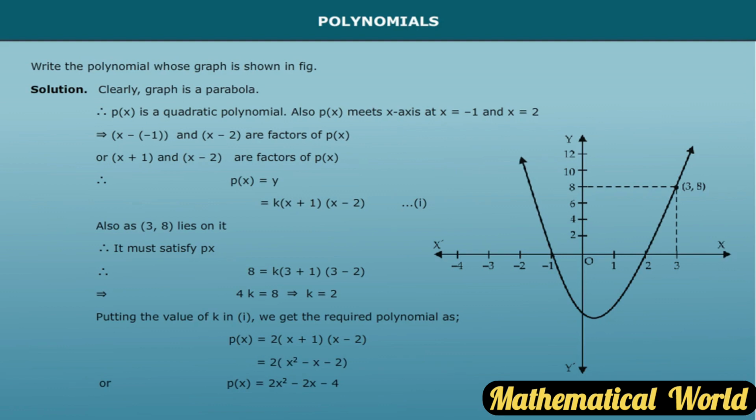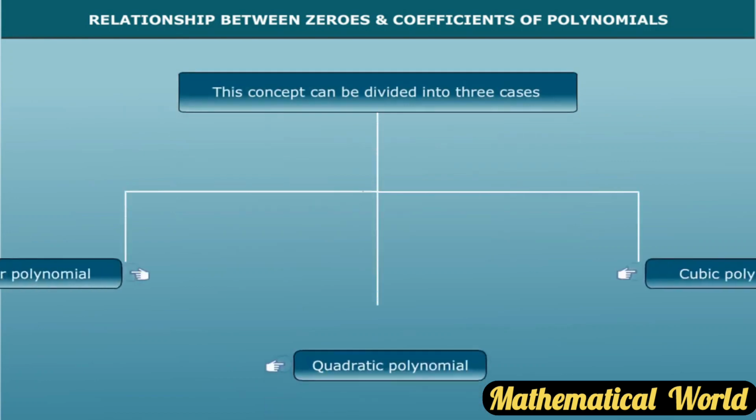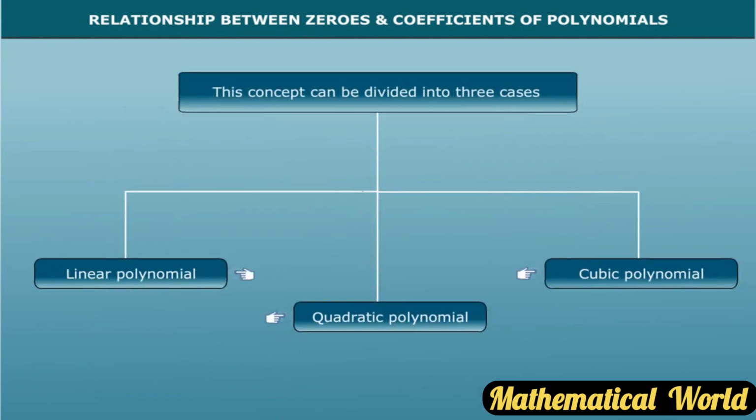As you may notice, if in the curve of a quadratic polynomial, you can determine the coordinates of at least 3 points on it, then we can easily determine its quadratic equation. Here we will discuss the relationship between zeros and coefficients of polynomials. This concept can be divided into three cases.